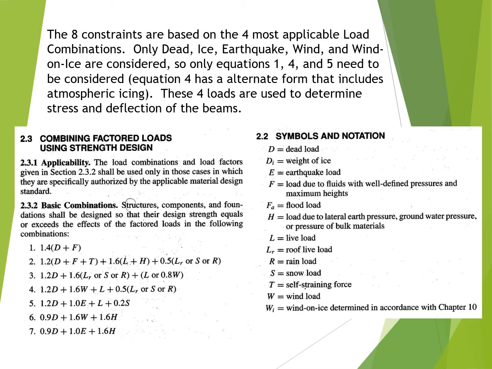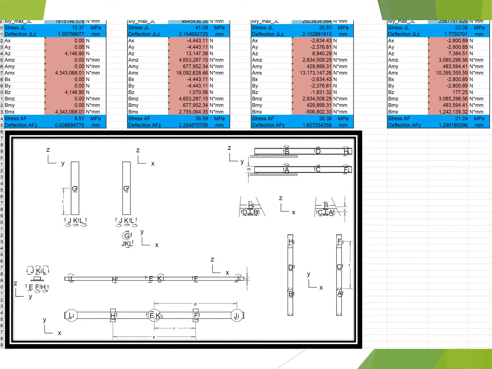In transformers, for the surge arrestors, we're worried about dead, ice, earthquake, wind, and wind on ice. In order to best suit those, the 4 equations that are required are equation 1, equation 5, and equation 4. Equation 4 has a variant that takes into account atmospheric icing. As the solver runs, it solves for both the stress and deflection on each of the beams for each of the 4 different combinations.